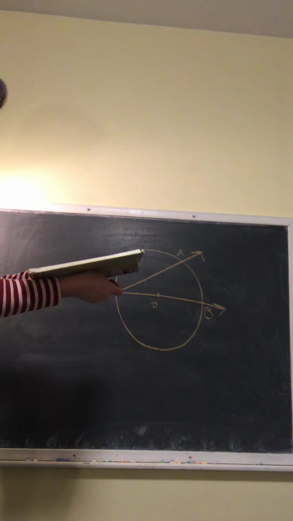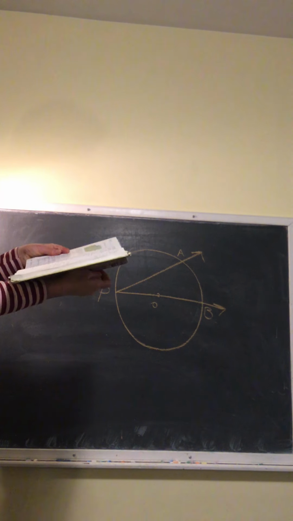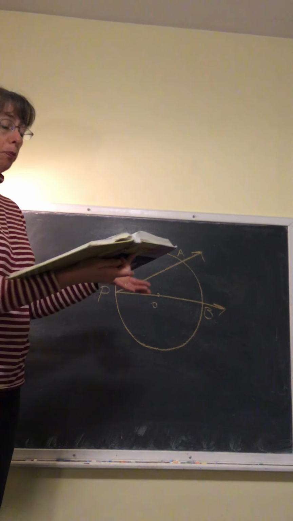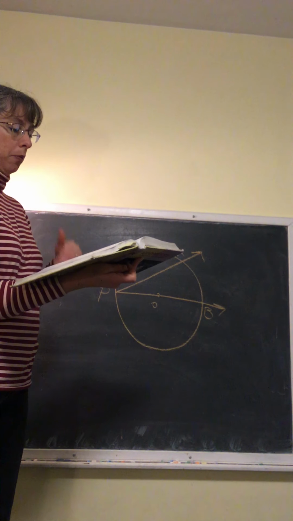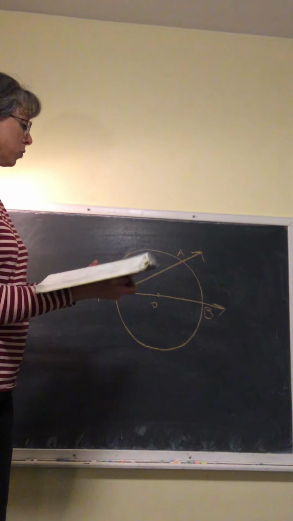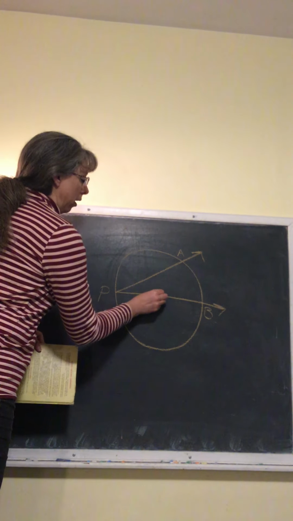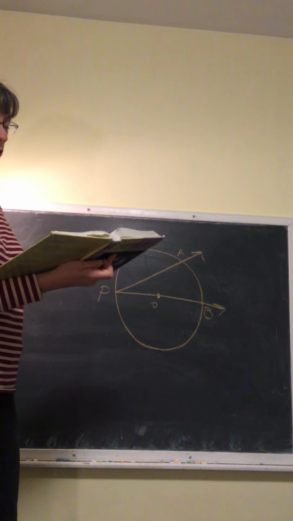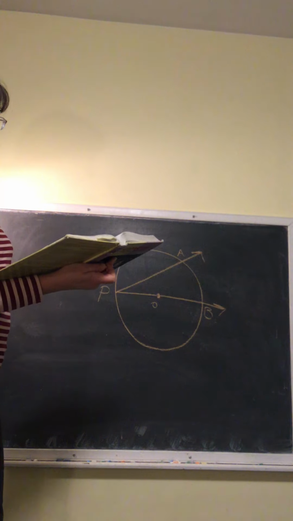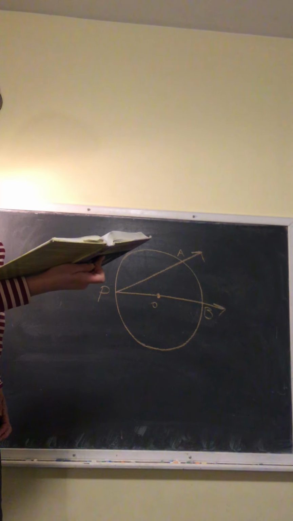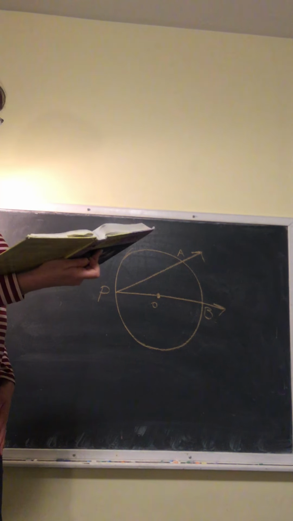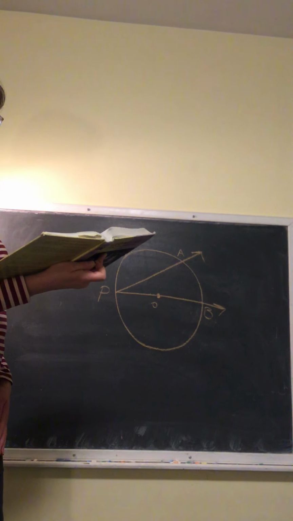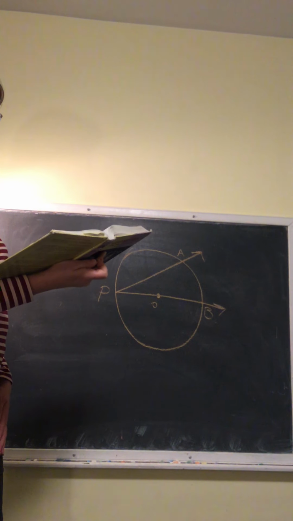All right. We're going to prove this in two different parts, part 1 and part 2. In the first part, we're looking at where one of these rays goes through the center of the circle, and then we'll look at a case where it does not go through the center of the circle. All right, so number 6, draw OA.